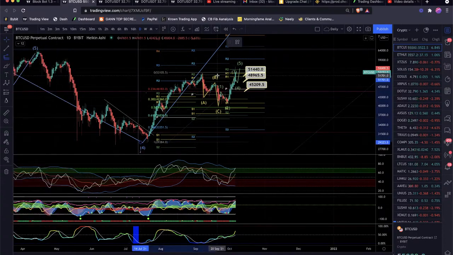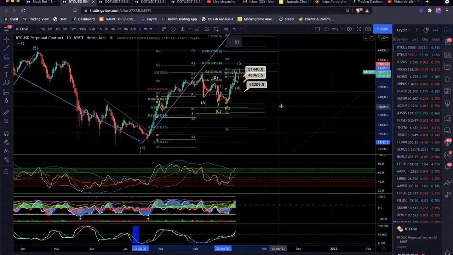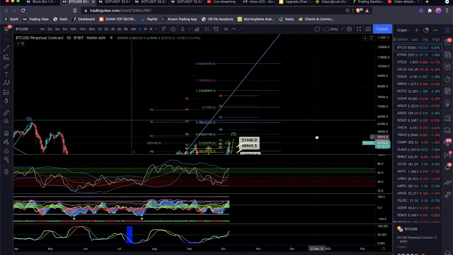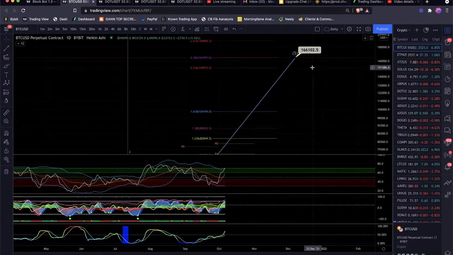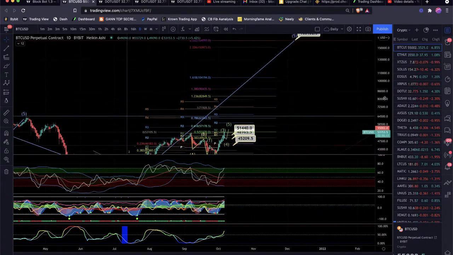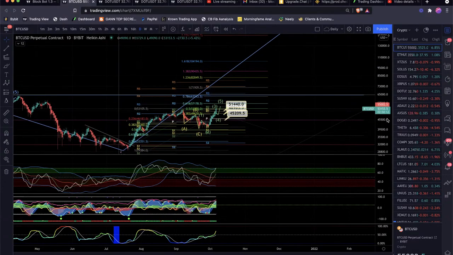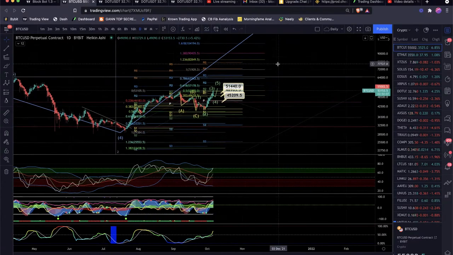Now if this is a wave 1, we can pull our targets for a wave 1 right here. Wave 3 would put us at 104K, and then we would have another wave 4, and then wave 5 would get us right up here to about 150K to 160K. So the possibility is 100% there for Bitcoin to go to 100K by the end of the year, quite easily, to be honest with you.